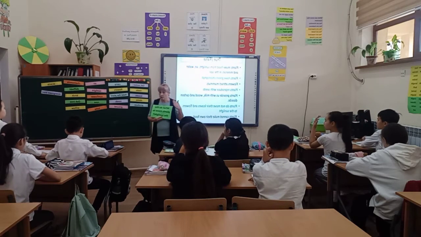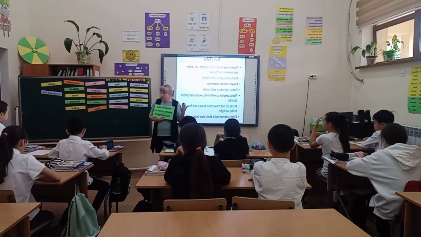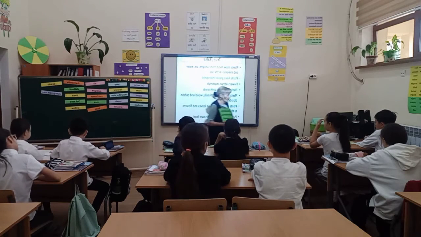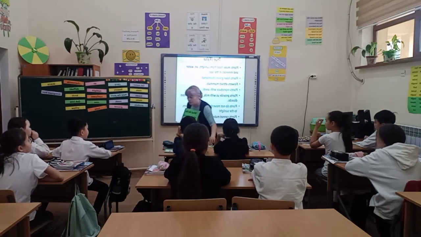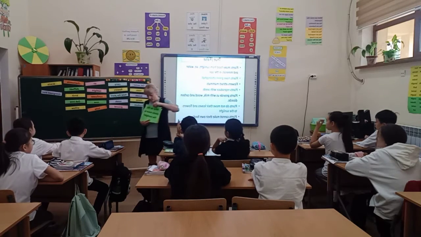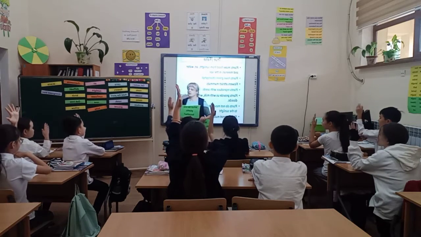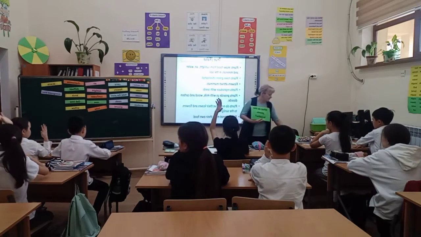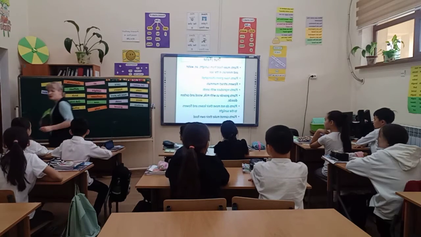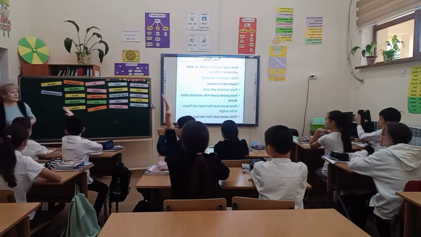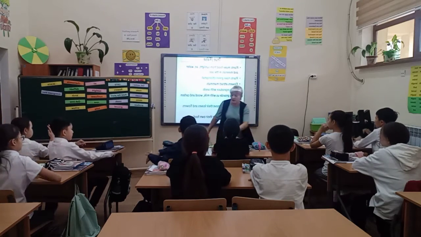So, plants move leaves and flowers to the sunlight. Well done. And this is a smile for you. Next one. What do the plants breathe? Plants breathe carbon dioxide. Great. What do the animals breathe? Animals breathe oxygen. Well done. Great.